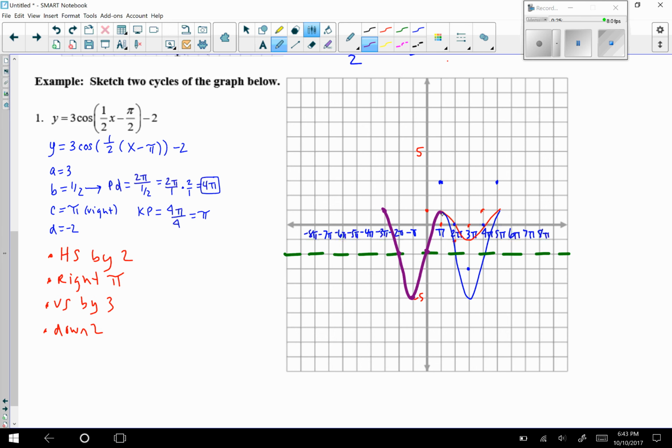And now we can see that this would be the new graph. So you don't need to write out all those transformations unless it helps you, but you should be able to try to maybe graph this without doing all that.